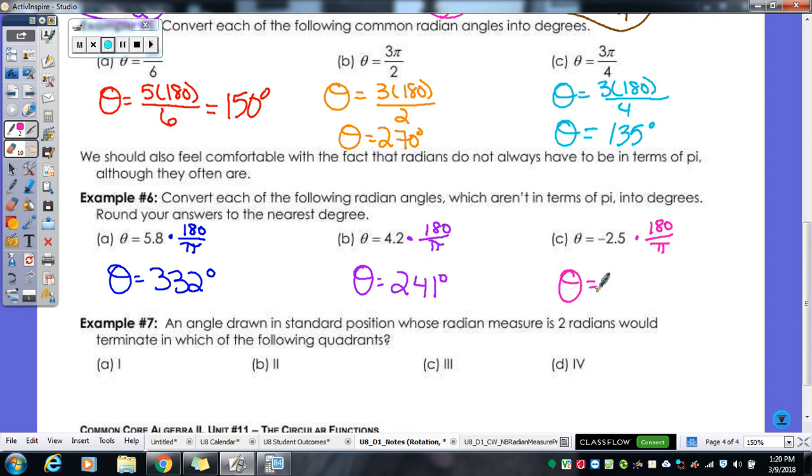And then for C, negative 2.5 radians. Negative what? 143 degrees.